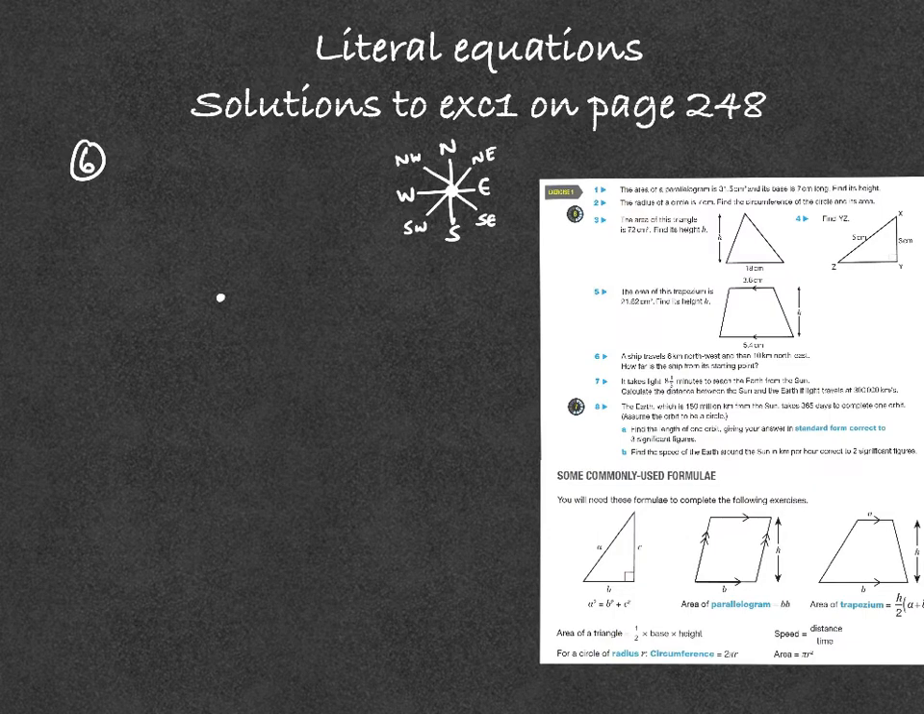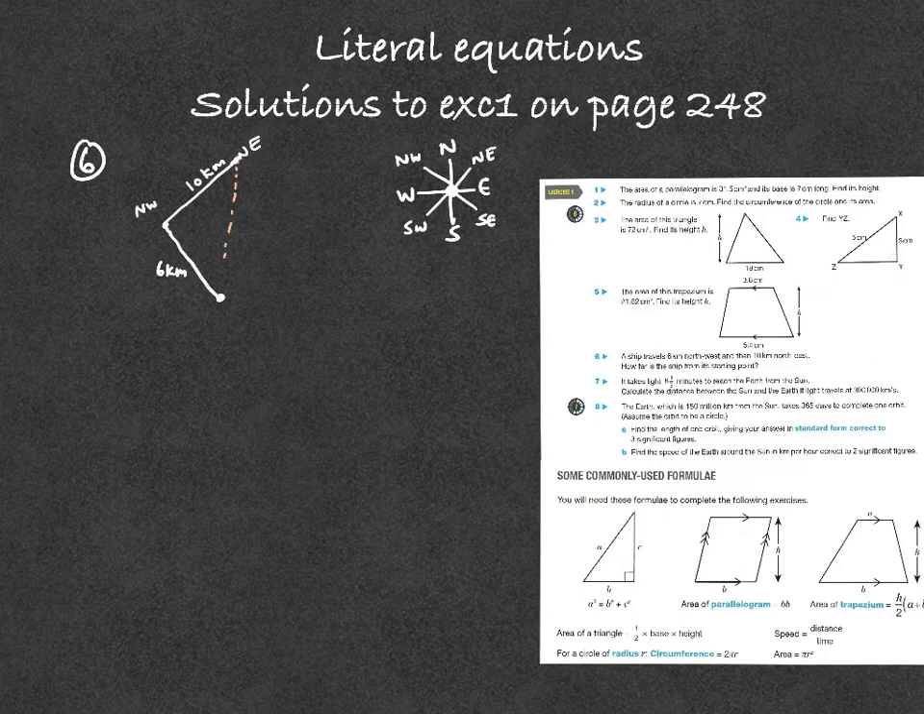Okay, question 6. Let's see if we get our bearings right here. The ship travels 6 kilometers northwest. Remember where northwest is. So 6 kilometers northwest, and then it changes course. It realizes it needs to get home before 9 o'clock, and it now travels a further 10 kilometers northeast. In other words, between northwest changing to northeast, that will be a 90 degree angle. It made a right turn there.